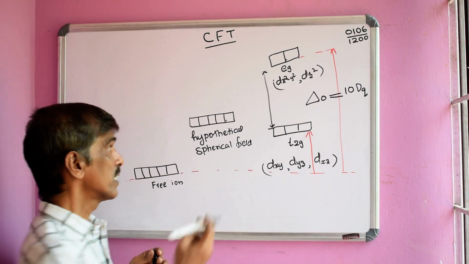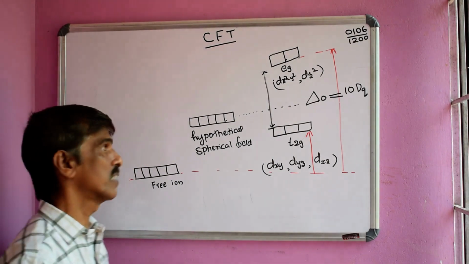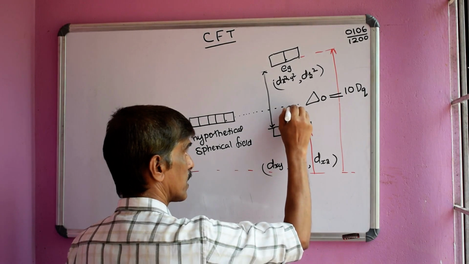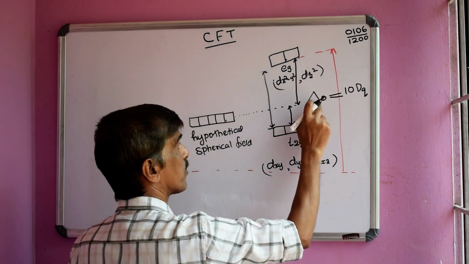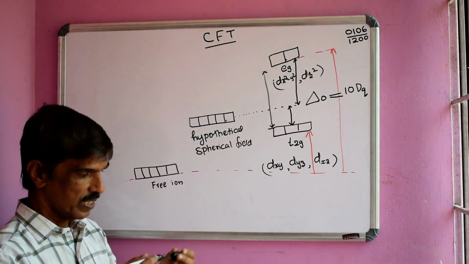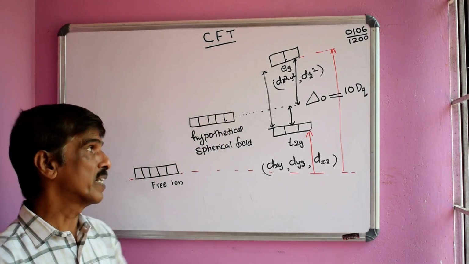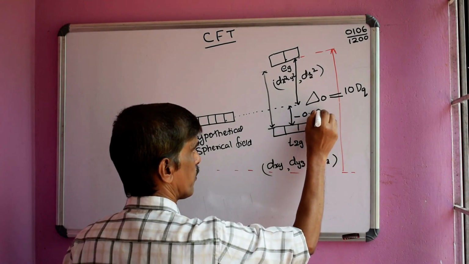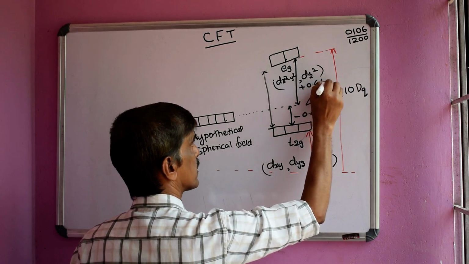And we can see that if this represents the average energy, you can see that this difference and this difference together will constitute a delta O or 10 dq. This one is lower than our average increase, this one is higher than that. And we can see that this will come to minus 0.4 delta O, and this is plus 0.6 delta O.